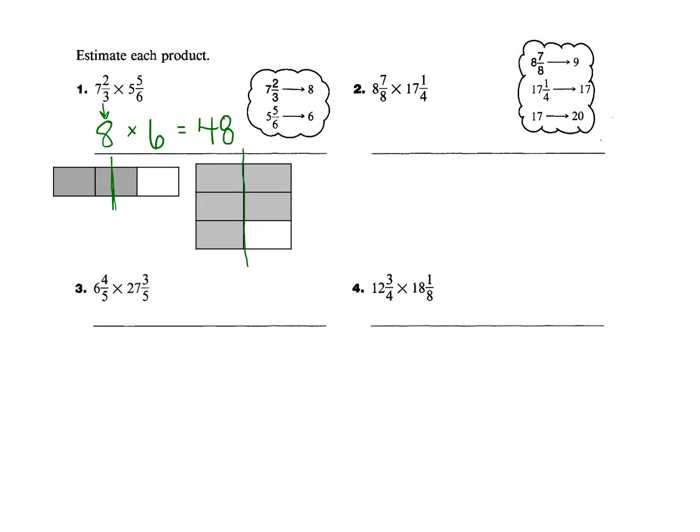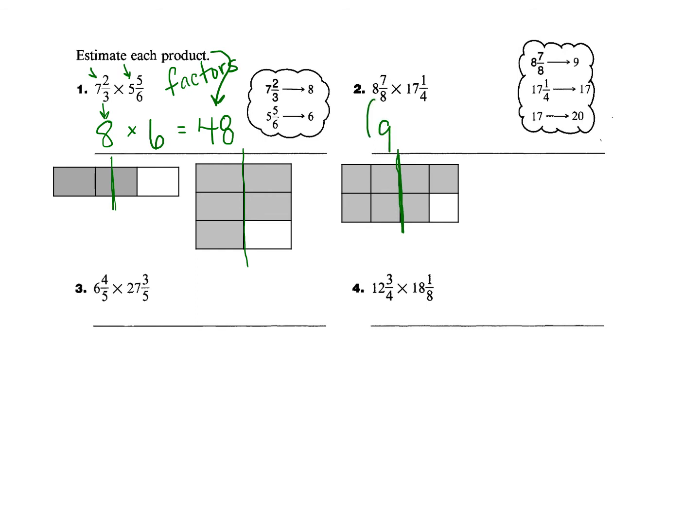Now to review, the numbers that you multiply by are called factors. And the answer to a multiplication problem is called the product. Question 2, 8 7/8 times 17 1/4. 8 7/8 looks like this, 7/8, and half would be here. So 7/8 is closer to 1, so this would round to 9.